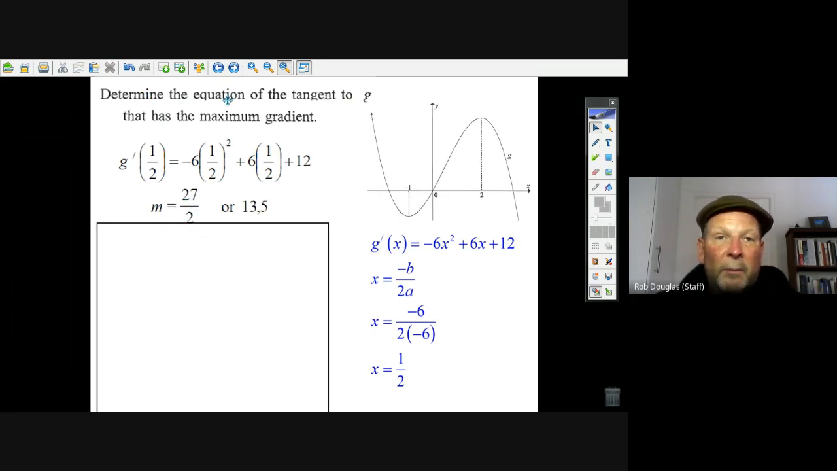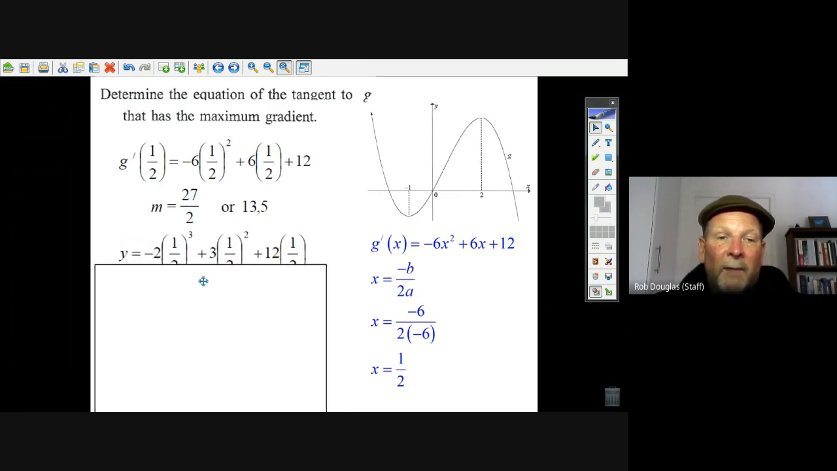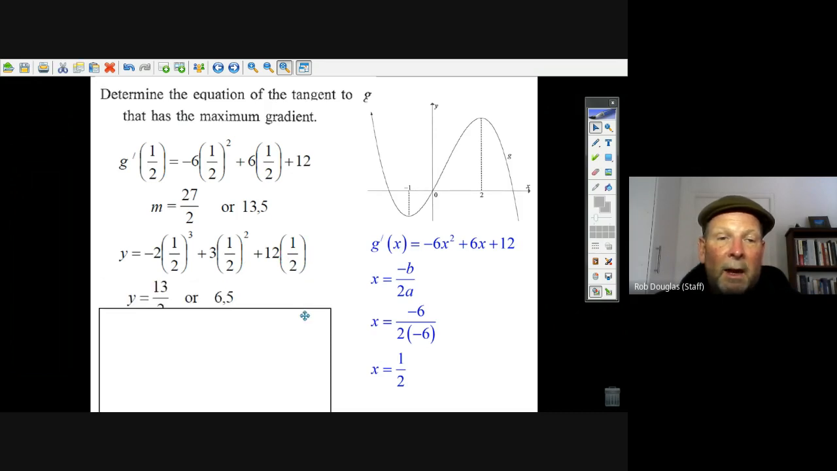Well, that's a pretty important thing. It says determine the equation of the tangent to g that has the maximum gradient. Okay, we're looking for the line that will have a gradient of 27 over 2, the maximum gradient. Well, it's y equals 27 over 2 x plus some number c. We've got the x value, we've got the gradient, we need the y value. So we put a half back into the original function, and we get 13 over 2.